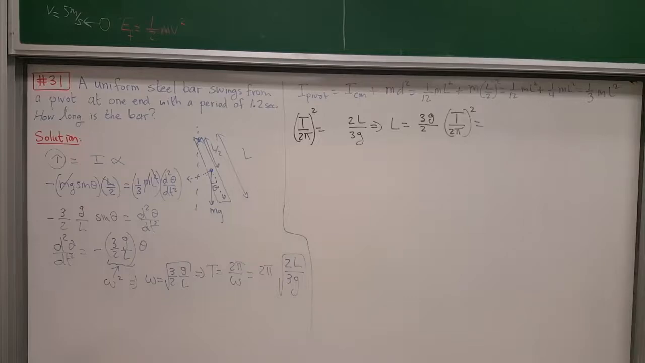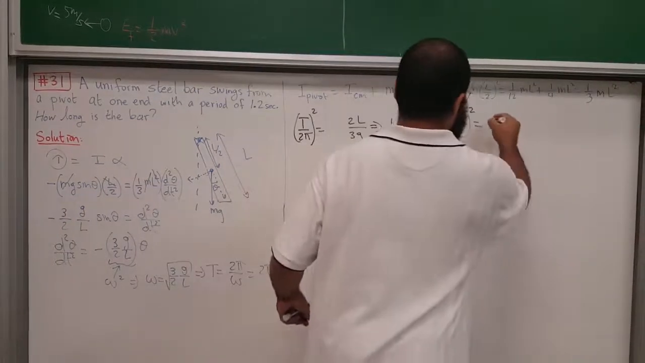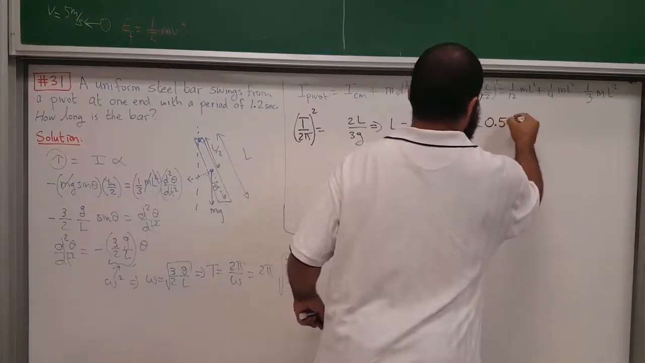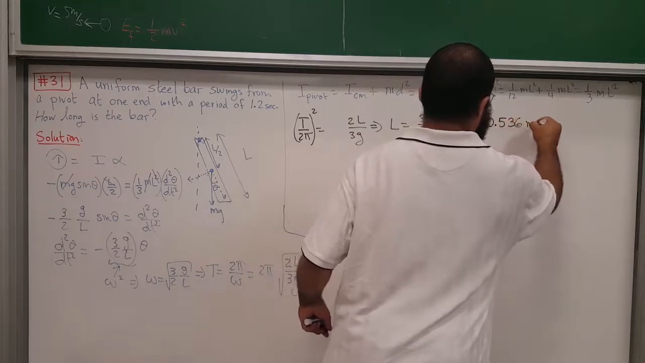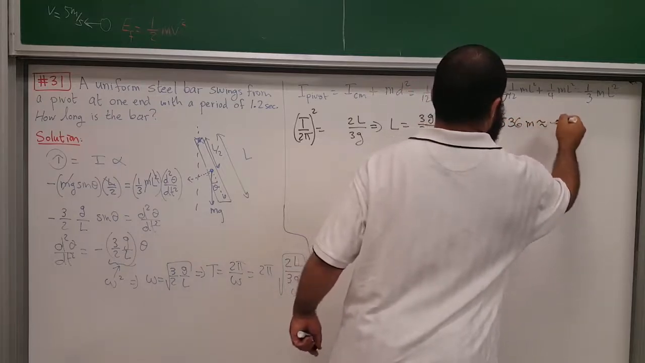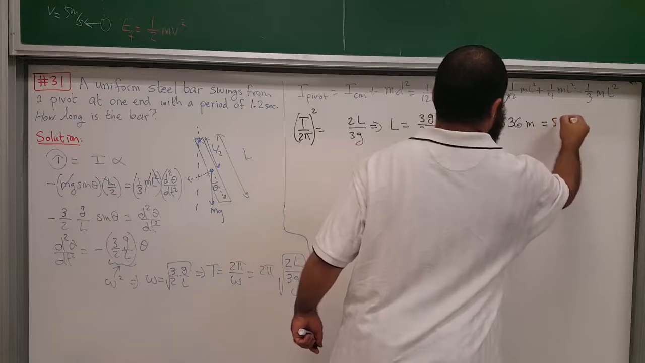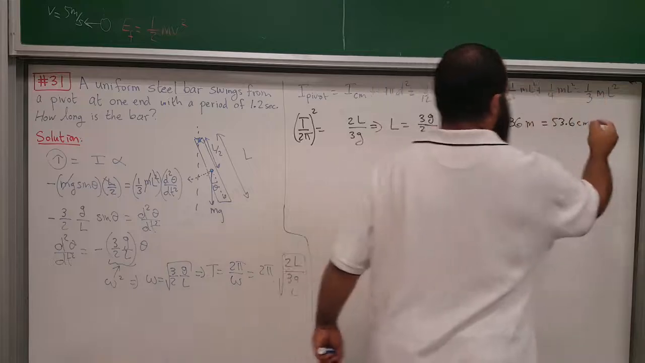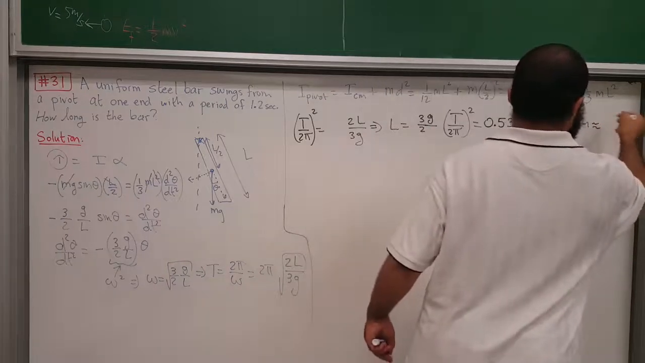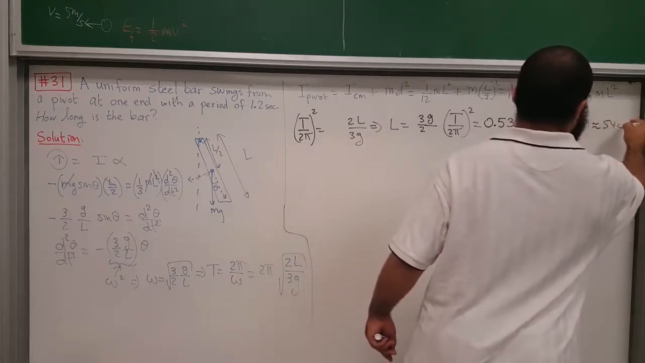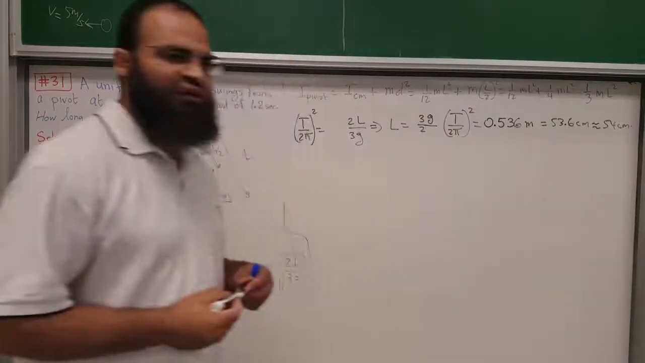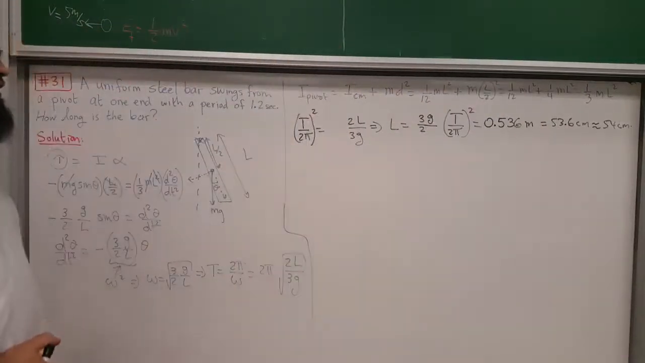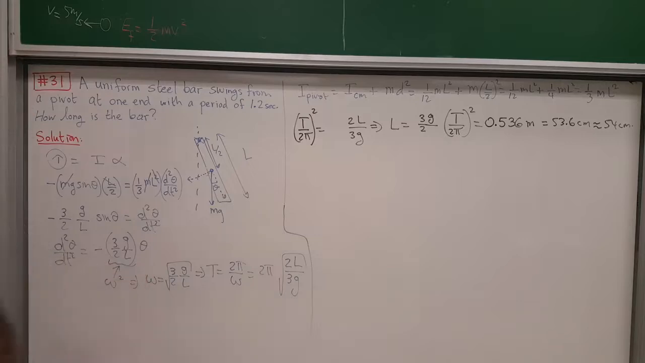This is number 31. I got 0.536. Yes, so that's correct. So you get 0.536 meters, approximately, or equals 53.6 centimeters. I think there are two significant figures. Don't worry about that. So that's about 54 centimeters. So the book just writes it as 54 centimeters. All right. So that's that.